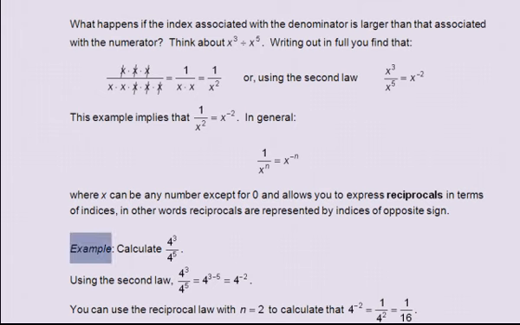Let's do a numerical example. Calculate 4 to the power 3 divided by 4 to the power 5. Using the second law, 4 to the power 3 divided by 4 to the power 5 equals 4 to the power 3 subtract 5, which equals 4 to the power minus 2. You can use the reciprocal law with n equals 2 to calculate that. 4 to the power minus 2 equals 1 over 4 to the power 2, which equals 1 over 16.